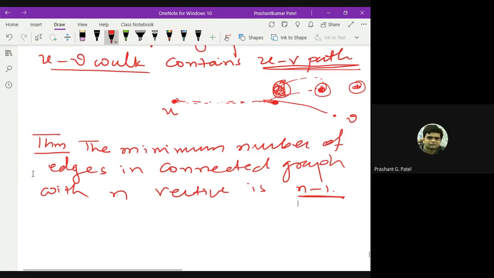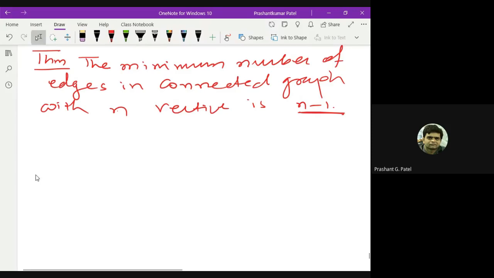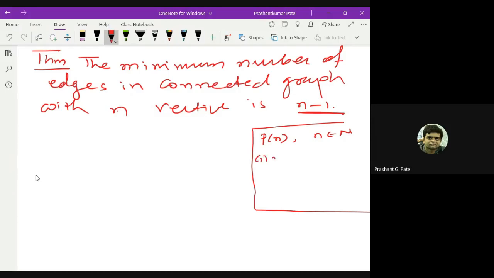We'll prove this result using mathematical induction. So what is mathematical induction? Let us recall, for those who don't know. If you want to consider any statement Pn which you want to prove for n belonging to natural numbers, that means you have to prove the statement is true for any natural number, then you have to follow three steps. The first one is you have to prove P1 is true. That means for n equal to 1, the statement is true.